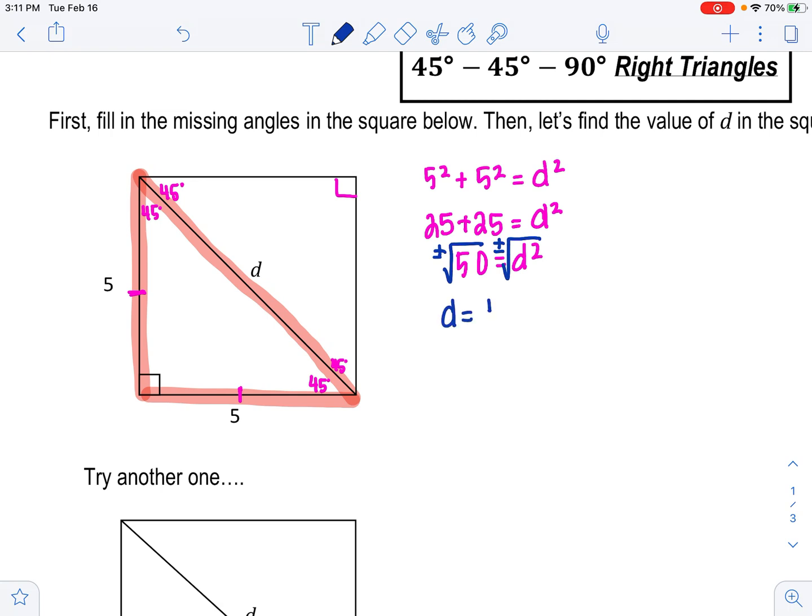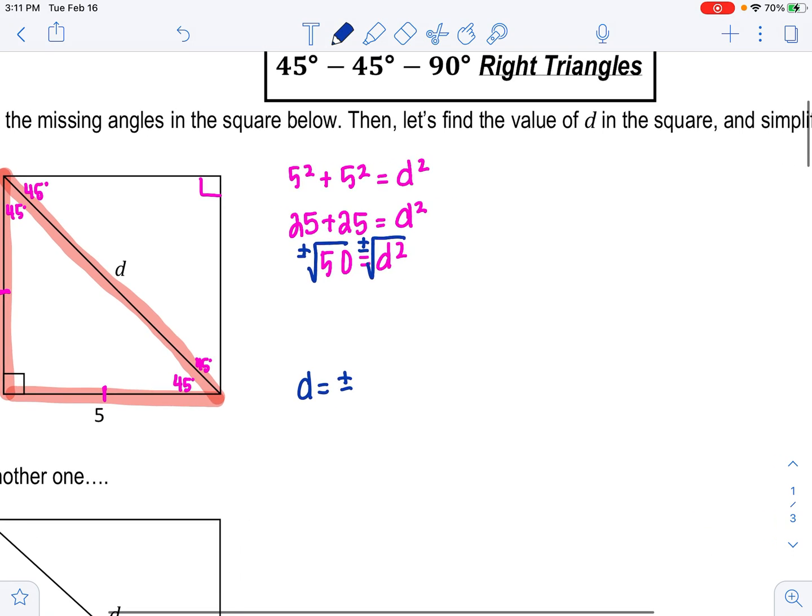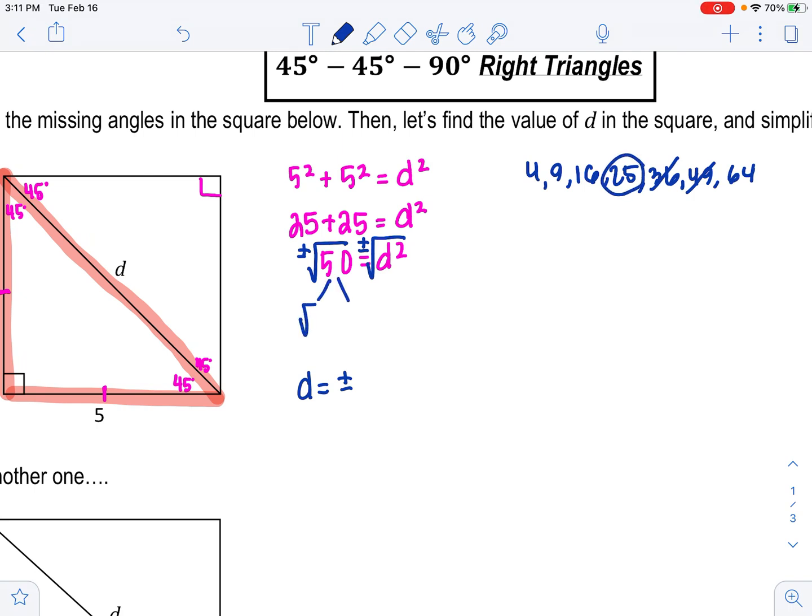Now, usually we do plus or minus, and we can still do that. D equals plus or minus, and then the square root of 50 is simplifiable. So root 50, what's the biggest perfect square that goes in there? I'm going to list my perfect squares. 2 squared is 4, 3 squared is 9, 4 squared is 16, 5 squared is 25, 6 squared is 36, 49, 64. All right, so I already passed 50. 49 doesn't go in there. 36 doesn't, 25 does. So I'm going to say root 25 goes in there twice. The square root of 25 is 5. So this is plus or minus 5 root 2.